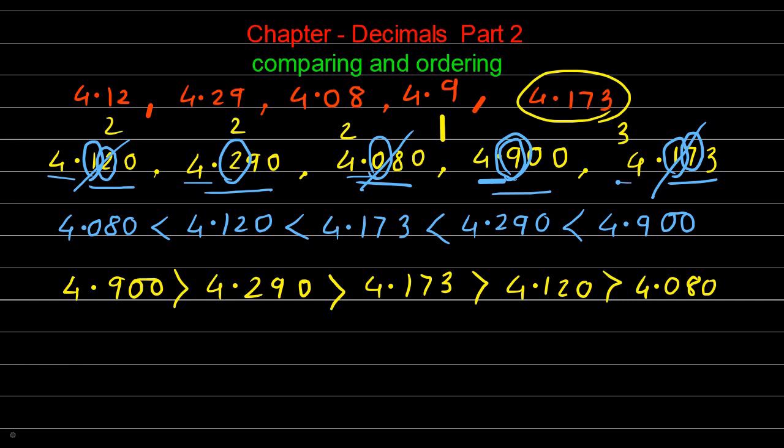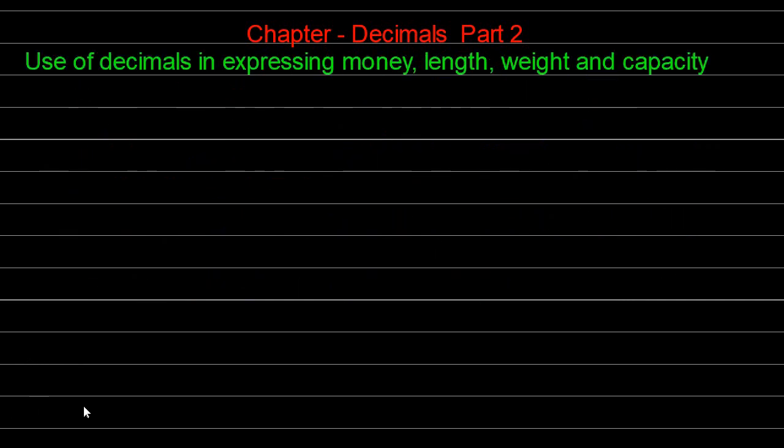Now let's see the next topic. Our next topic is the use of decimals in expressing money, length, weight and capacity. We have seen many places where we use decimals in expressing, for example, capacity, that is 1.5 liter of milk or 1.5 liter of oil or water. Whenever you're talking about capacity, we use decimals there.